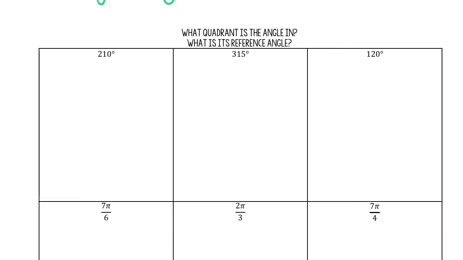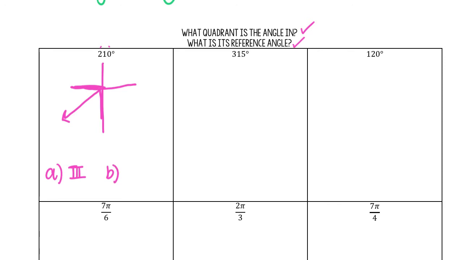So in these problems, we're going to start off and we're going to first figure out what quadrant the angle is in. And then once we find what quadrant it lands in, we're going to find its reference angle. So we're going to start here with 210 degrees. 210 is one of your unit circle angles. As you can see, it's obviously bigger than 180, smaller than 270. So 180 is this x-axis here, 270 is here. We know that 210 is going to land in the third quadrant. So in answer to what quadrant the angle is in, we would say it lands in the third quadrant.